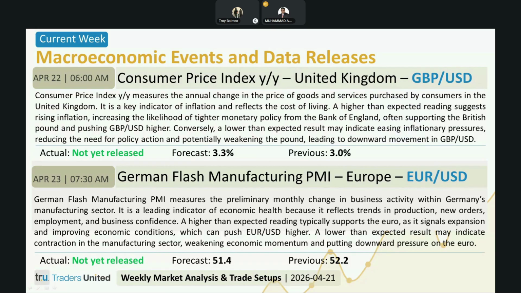Now, let me discuss the event details. The previous reading of CPI was 3%. Forecast is 3.3%. The actual financial data is not yet released, but it is going to be released on the 22nd at 6 a.m. UTC time.